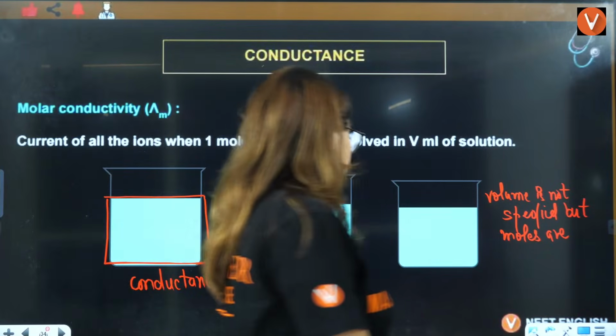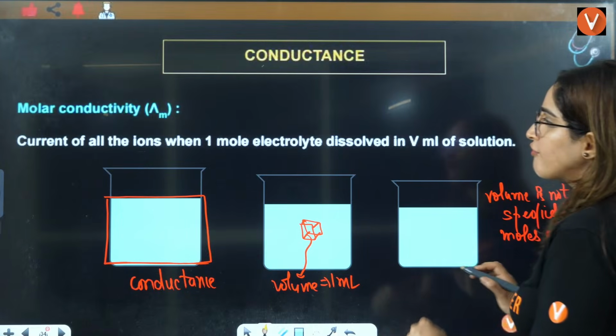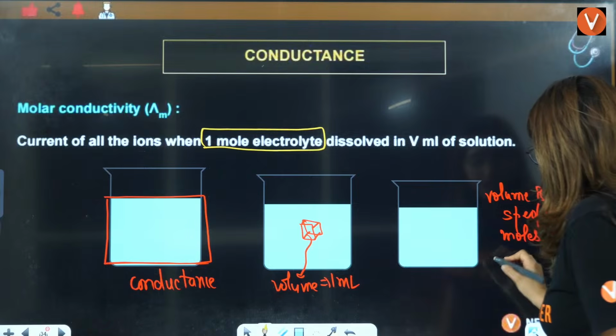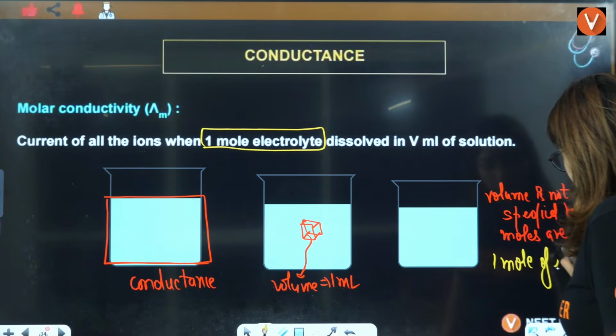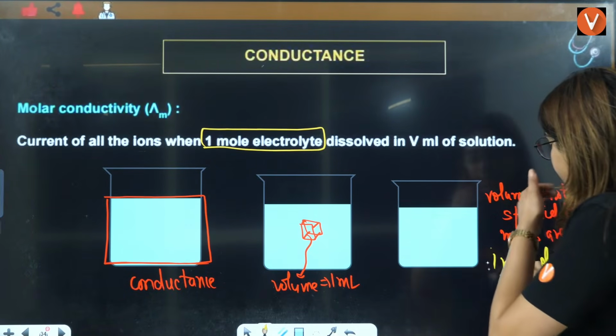That means the conductance of 1 mole of electrolyte. Here we are saying that 1 mole of electrolyte, the conductance that it is carrying.